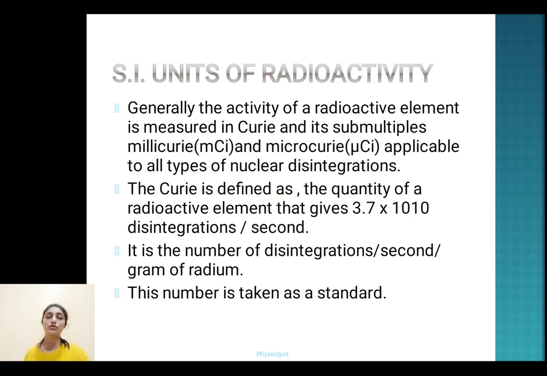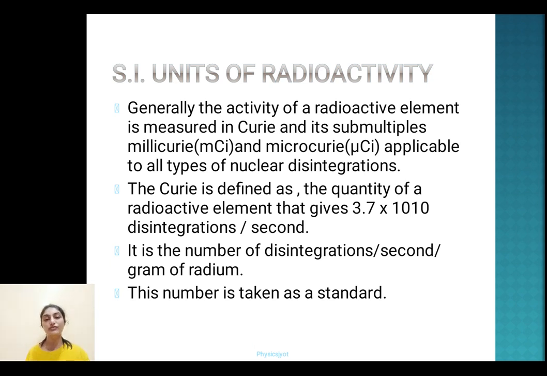Now let's talk about the SI units of radioactivity. Generally the activity of a radioactive element is measured in Curie and its submultiples, millicurie and microcurie. Millicurie stands for 10 raised to minus 3 and microcurie for 10 raised to minus 6 Curie. These are applicable to all types of nuclear disintegrations.